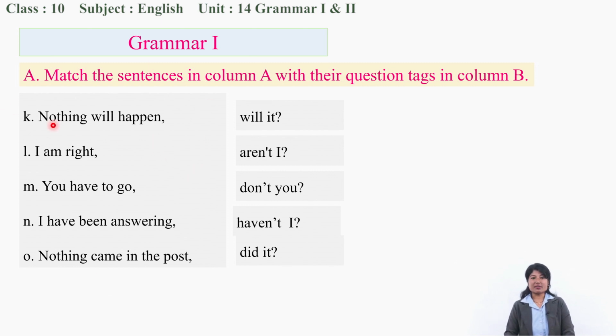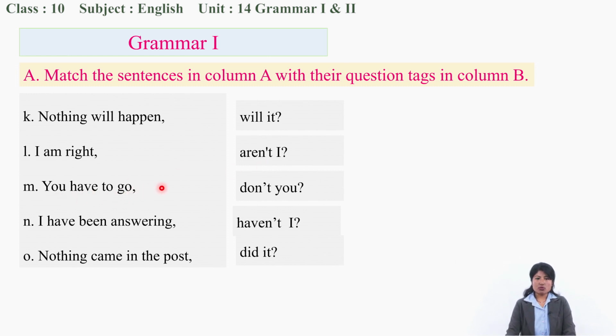Yes, again the same thing. Nothing, the statement started with nothing. That's why will it is there. And what about this one? I am right, aren't I? See, there is a use of am. Why not amn't I then? Do we say amn't I? No, we don't say amn't I. So instead of I am, we use aren't. Okay, aren't I?